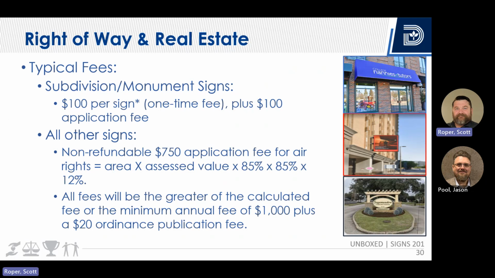When you see equal area, area is the square footage of the licensed area that's being requested. Access value, we actually go to the Dallas County Appraisal District and we pull the value of that abutting property. Once we get the value of that property, then we do our math times 85 times 12%. If that fee falls under $1,000, our minimum fee is $1,000. All fees will be the greater of the calculated fee or the minimum annual fee, which is the $1,000, plus the $20 ordinance publication fee.